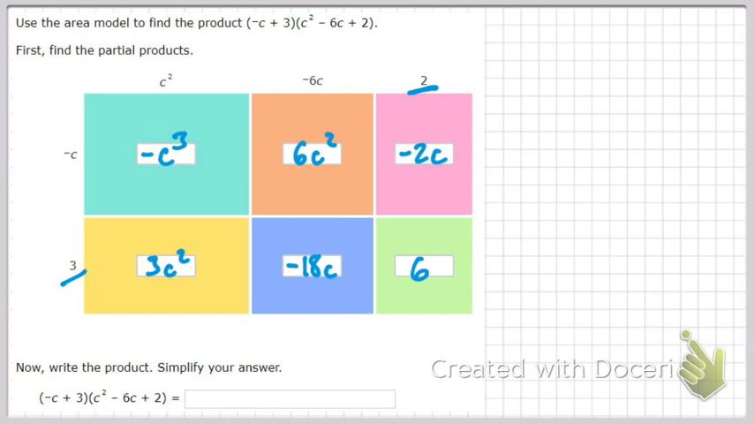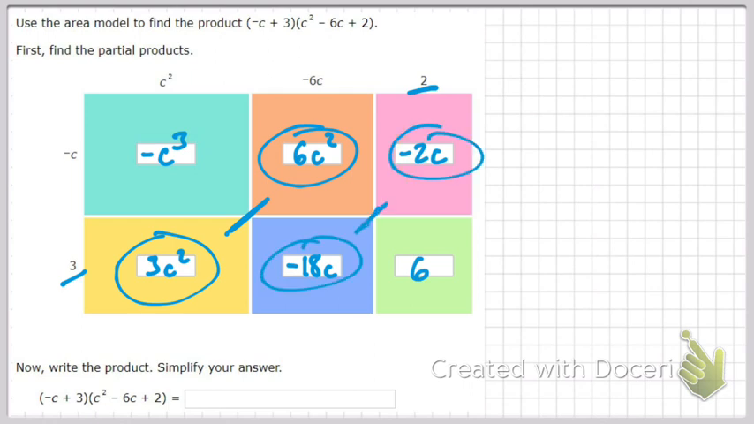I write it all out. But first, let's notice that we have some similar terms here. We have 2 c squareds right here. We have 3 and then 6, so we're going to have to add that up. And then we have 2 c terms. We have a -18 and a -2. So when I write it out, it's going to look like this. We have -c to the 3rd. Then we have 9c squared. Then we have -20c and then a +6.